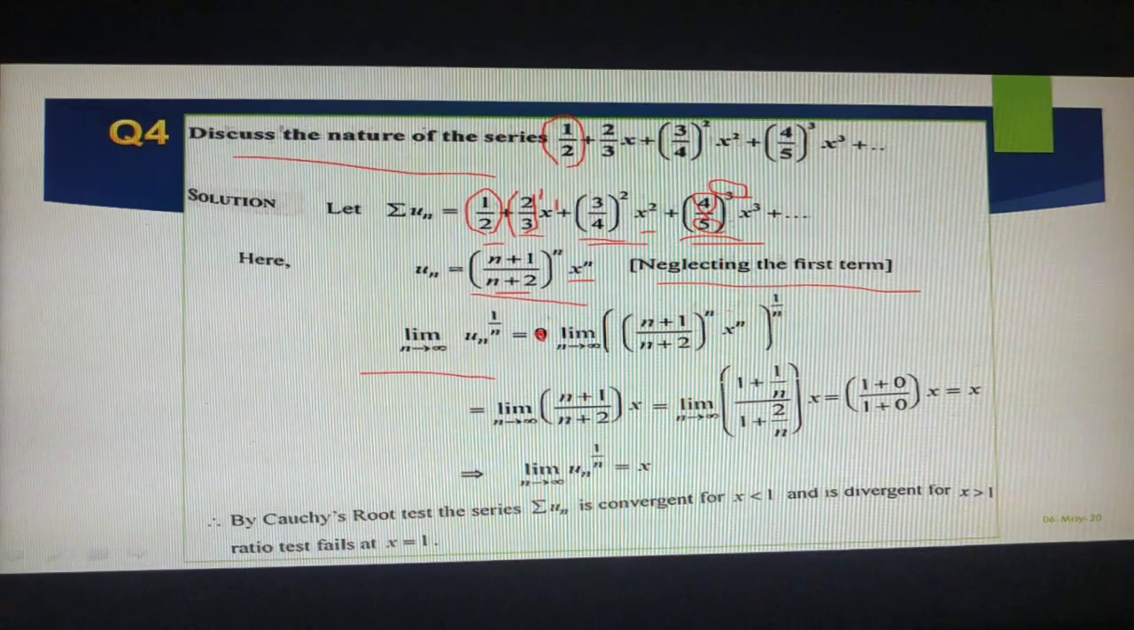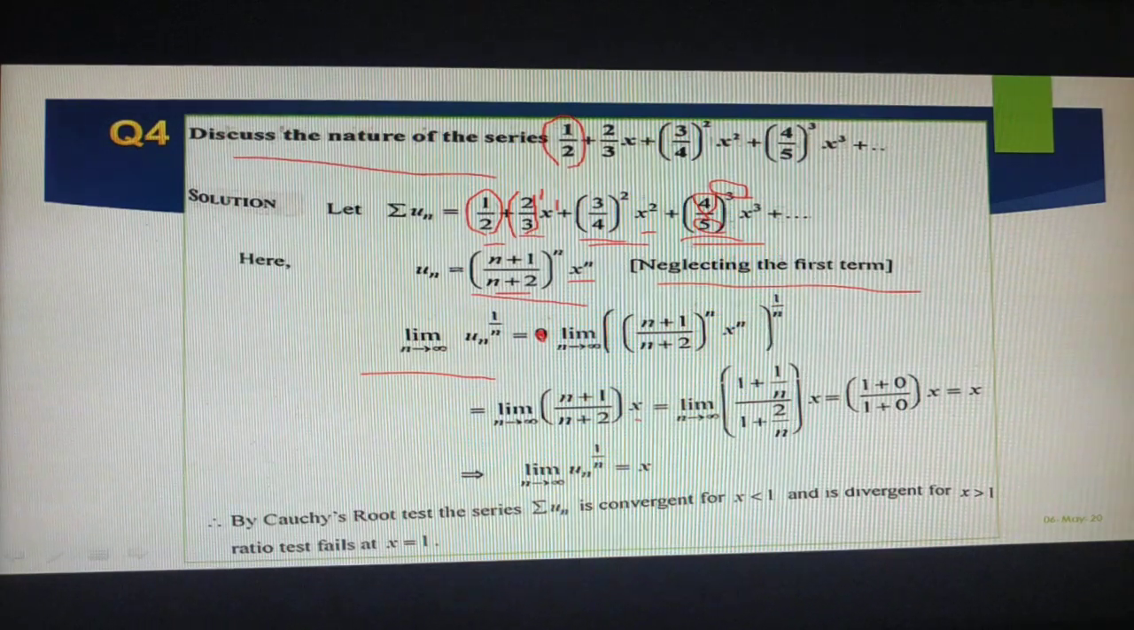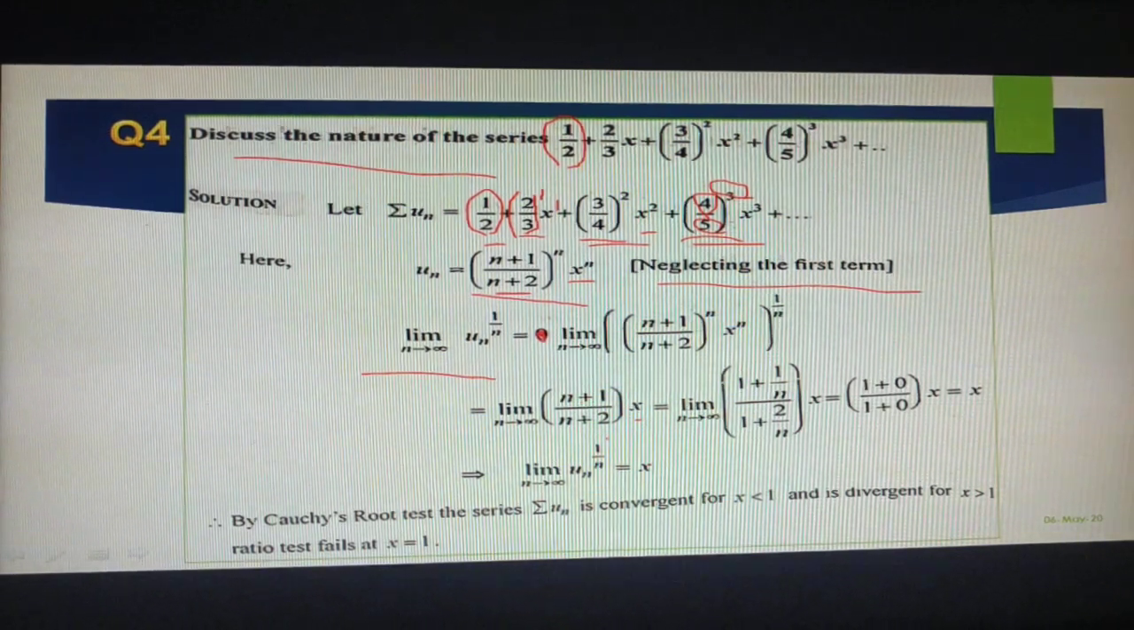So this power is there, so these will get cancelled. What will we get? (n+1)/(n+2) into x, right? Now I can't directly apply the limit because we will get an infinity by infinity form, which is an indeterminate form.